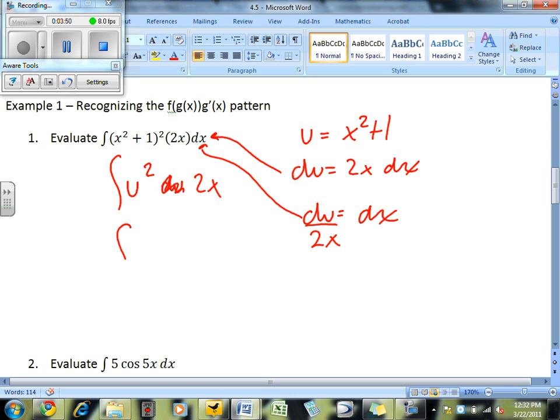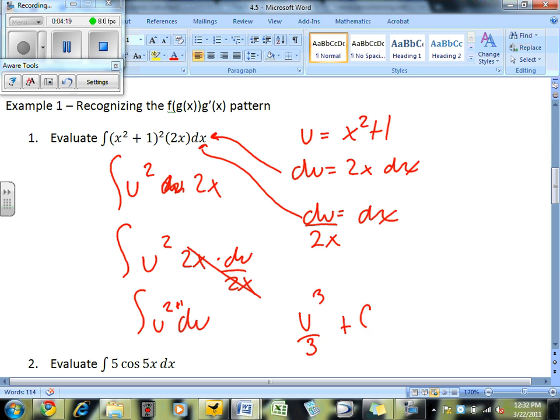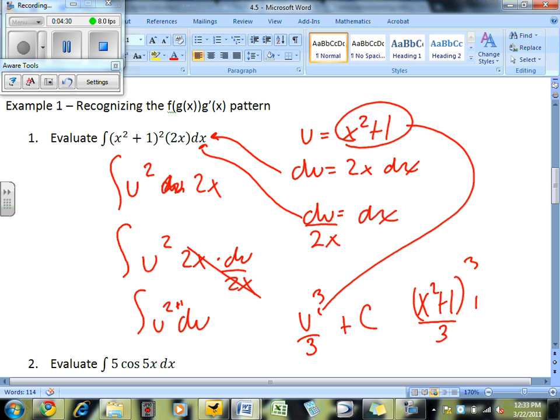Now I'm left with the integral of u squared times 2x times du over 2x. Notice these cancel out. That's why that pattern works. Those two cancel out, and I'm just left with the integral of u squared du. So we're taking the integral with respect to u. When we take the integral of that, we add 1 to the power and divide by the new power. So we get u cubed over 3 plus c. The last thing to do is to go back and plug our u in. So x squared plus 1, cubed, all over 3 plus c.